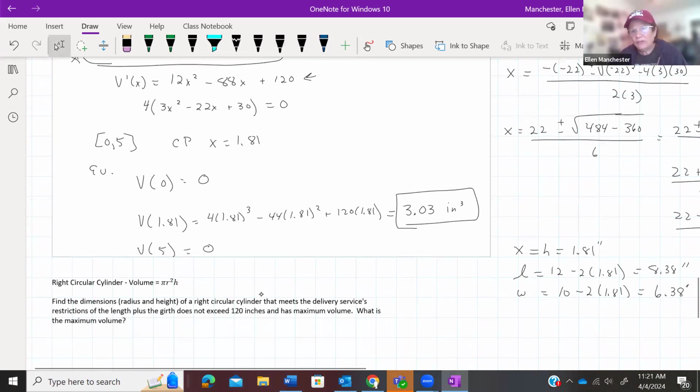All right, and you can see that's how we get our inches cubed. Inches times inches times inches. That's how you get your inches cubed. Okay, so the maximum volume will happen when we cut out squares that are 1.81 inches on all sides. And that's how we get our largest volume. Okay, so any questions on that?